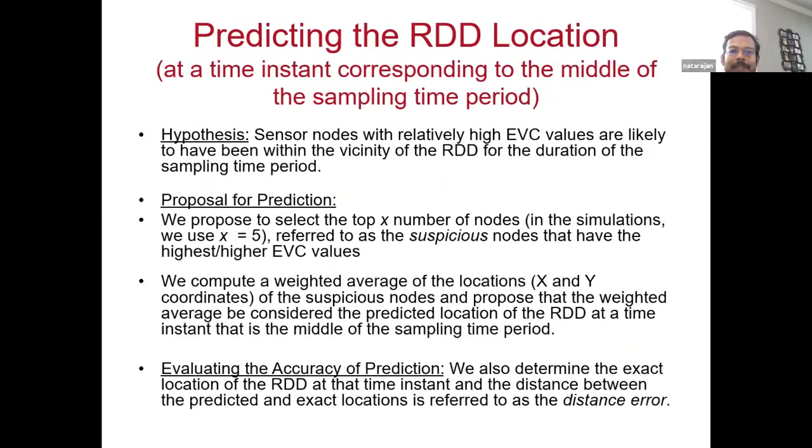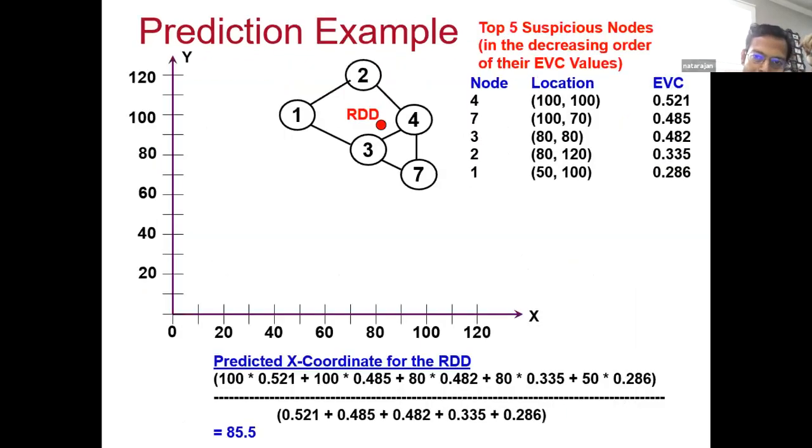And then what we'll do is take a weighted average of their locations. That's what I am showing here. These are nodes 4, 7, 3, 2, 1, and the corresponding locations in this 100 by 100 graph, and these are the corresponding eigenvector centralities.